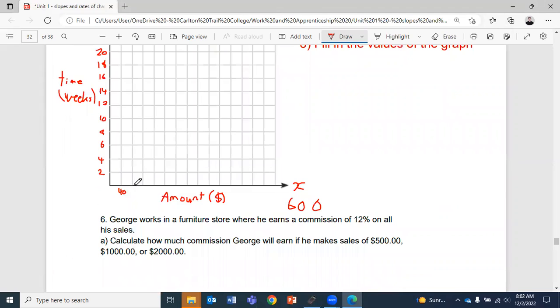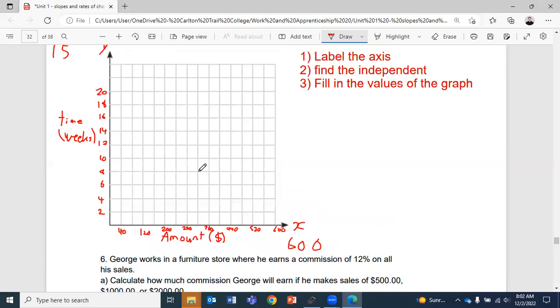This is $40. This is 80. This is $120. This is 160. This is $200. This is 240. This is $280. This is $320, $360. Skip 400. I'm at $440. Skip 440. I'm at $480, $520. Then 560. This is $600. Okay.